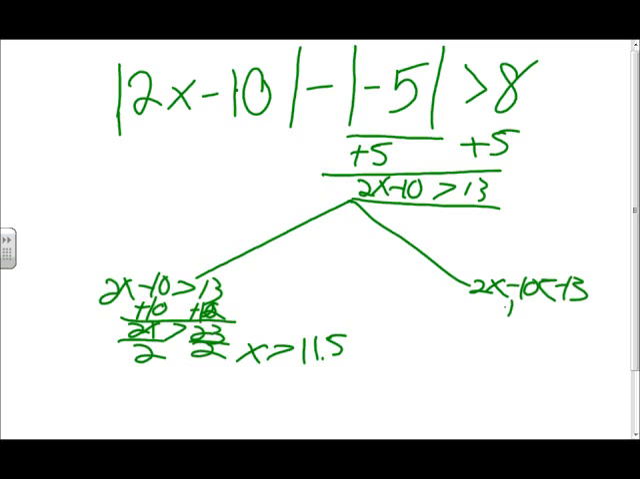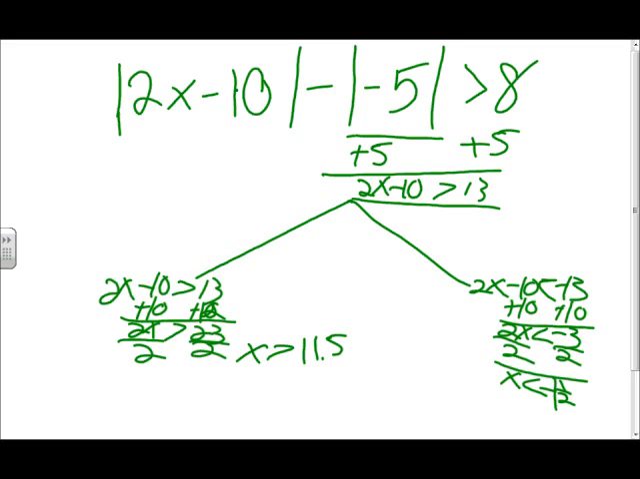So now you would add 10, and then you would have negative 3 less than 2x. Divide both sides by 2, and you would have negative 1.5. So then that would be x is less than negative 1.5.